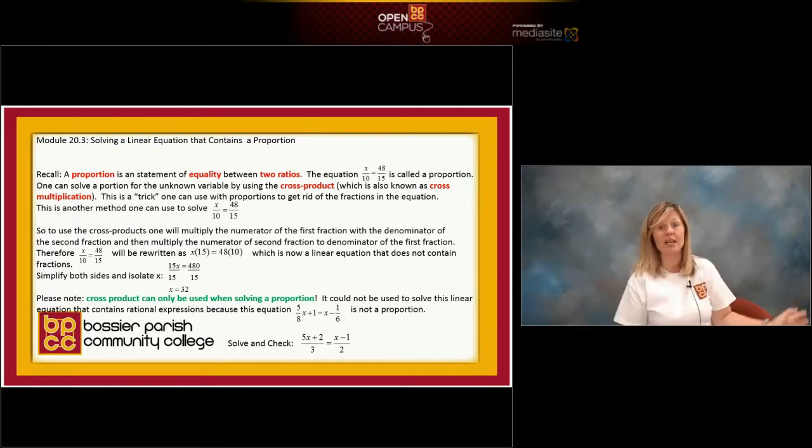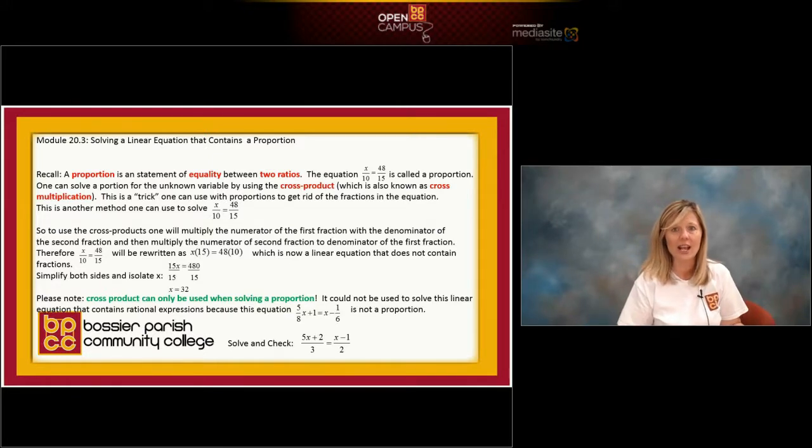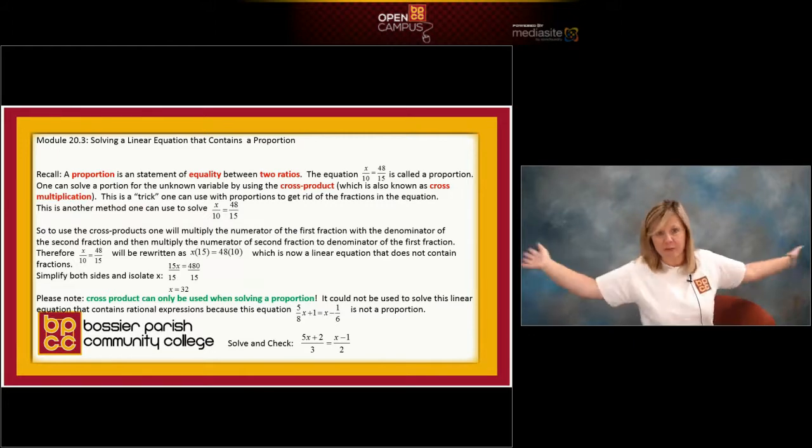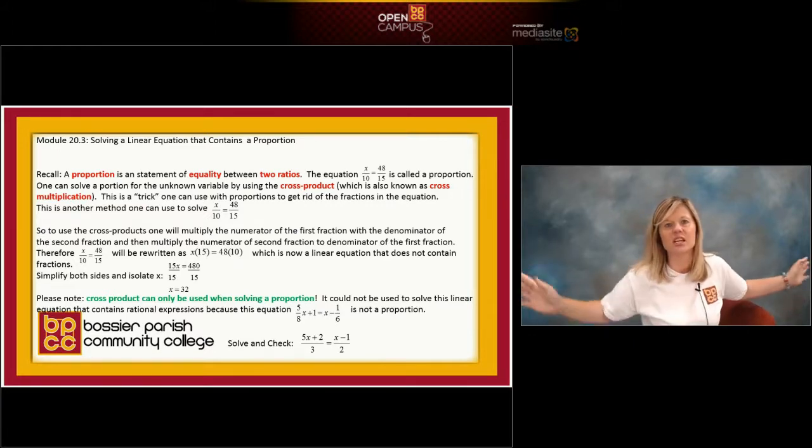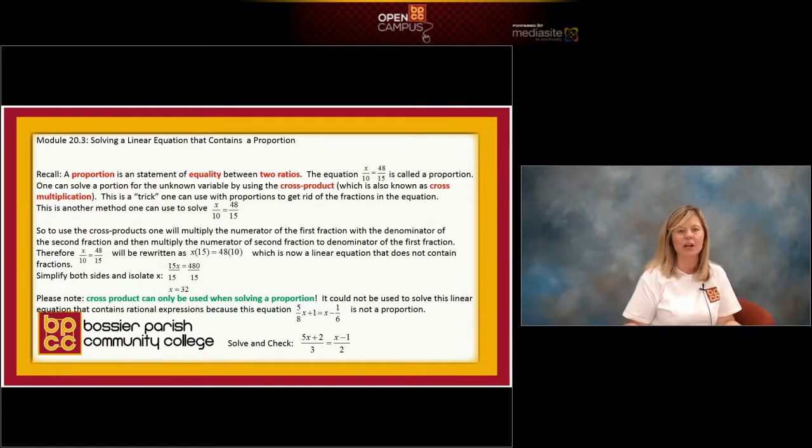So in the scheme of things, to solve an equation that contains fractions, using the LCD will work for everyone. If your equation contains fractions and you use the LCD, you will always be able to solve that equation. However, if your equation is a proportion, you can solve it quicker by doing the cross product, cross multiplying. Let's try another example on the whiteboard.